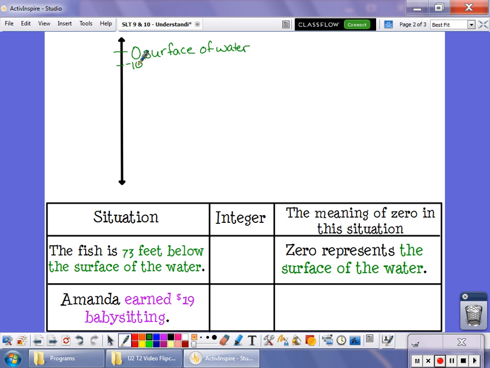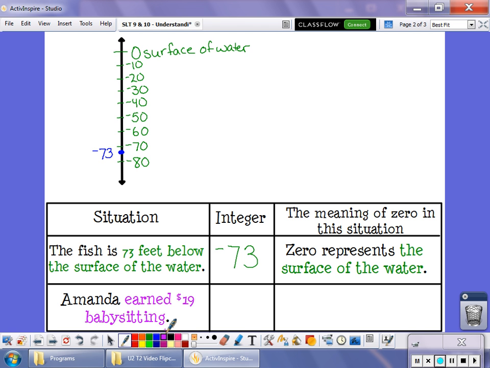So this would be 10 feet below, this would be 20 feet below, 30 feet, 40 feet, 50 feet below, 60 feet below, 70 feet below, and I'm actually going to count to 80 feet below because I want 73 feet below the surface, which is going to be more than 70, but less than 80, so it's going to be right in here somewhere, and that's going to be negative 73. So 73 feet below the surface of the water is represented by the integer negative 73.